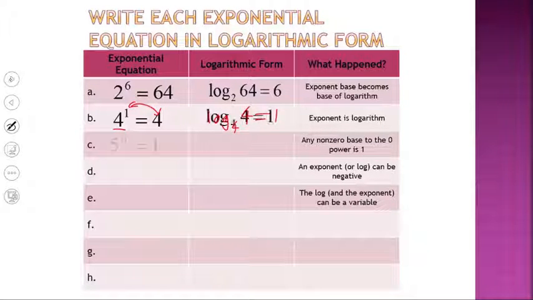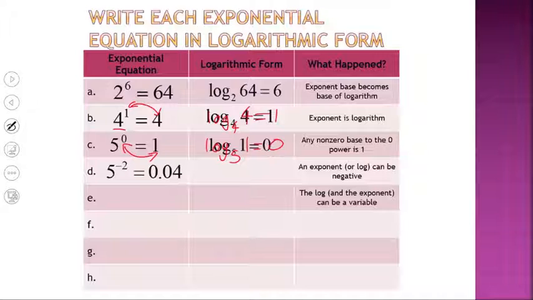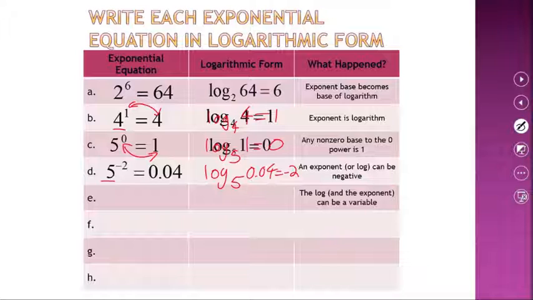Another example would be 5 to the 0 power equals 1. Again, if you're going to write this as a logarithm, 5 being the first number would be the base of the logarithm. And then 1 would be the second number and be equal to 0, because the 1 and 0 switch their positions in terms of what's second and what's third. So it's log base 5 of 1 equal to 0. The next one, even with the negative exponent, it still works. You'd have a log, the base would be 5, since 5 is the first number. And then it would be of 0.04 equals to negative 2.